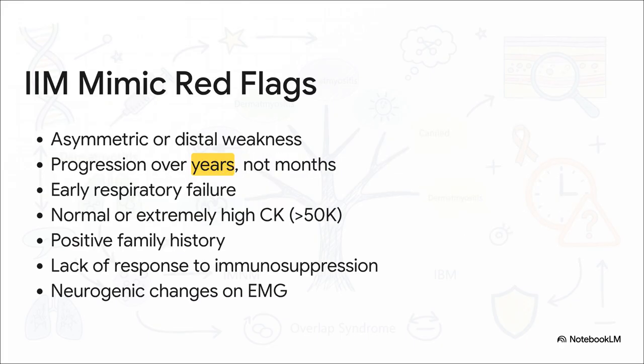Now, when you see any of these features, you have to hit the brakes and think, could this be something else? I'm talking about things like asymmetric weakness, a super slow progression over years instead of months, or, and this is a big one, a lack of response to immunosuppression. These are major red flags. Why? Because many genetic myopathies can actually have inflammation on biopsy and masquerade as an IIM. And if you treat them with immunosuppressants, you're just causing harm with zero benefit.